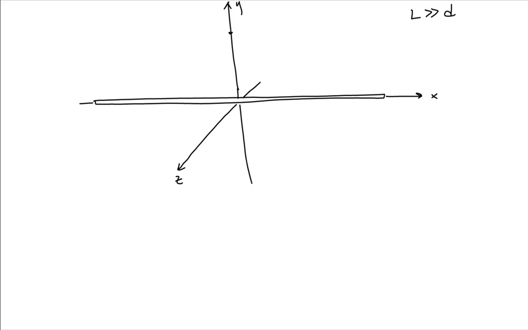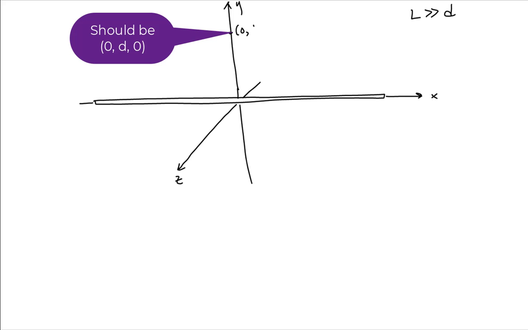Since this is a long straight wire, the y-axis can, for all intents and purposes, be considered to be going right through the center of this wire. And this coordinate is the coordinate (0, d).